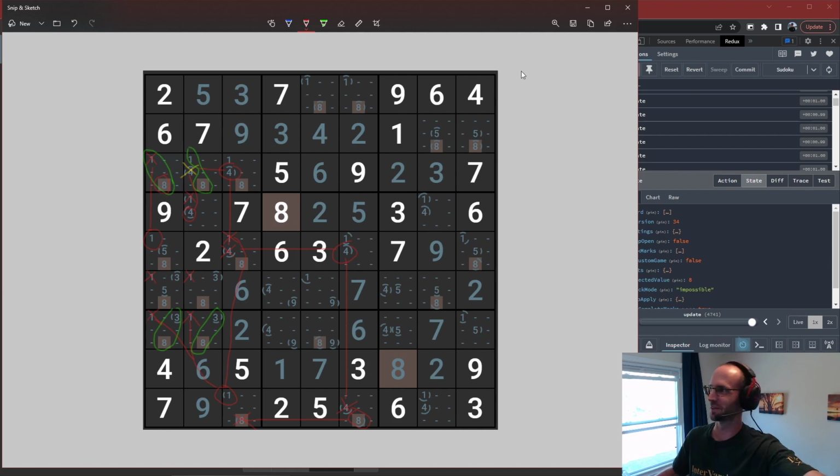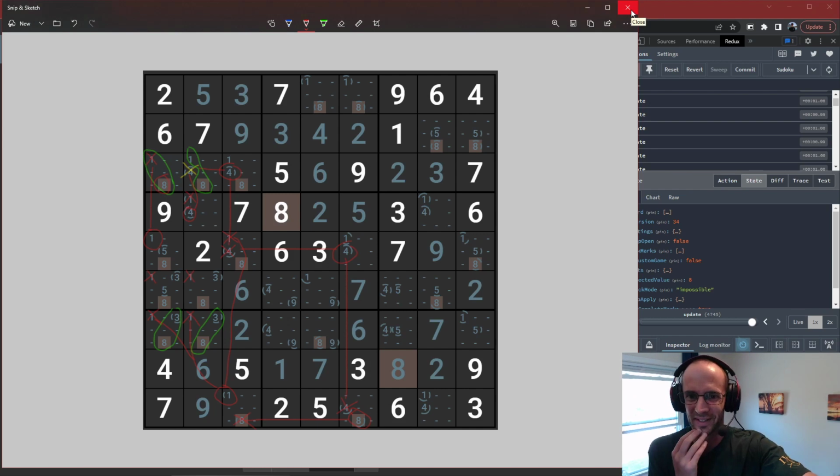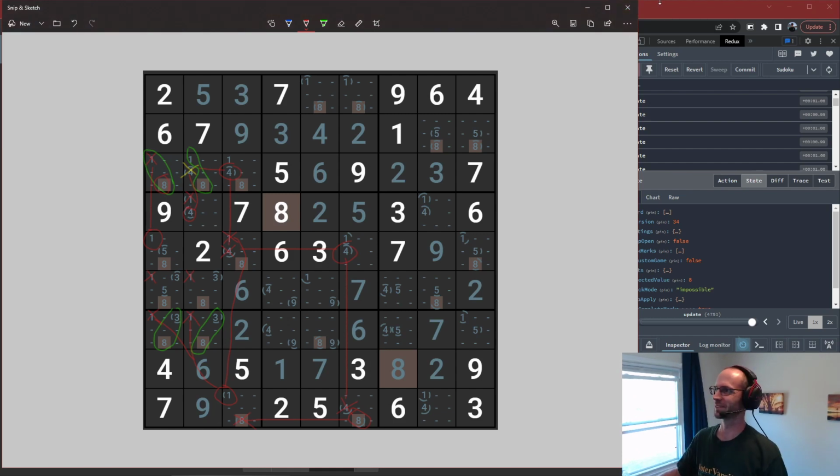All right, hopefully that was interesting somehow. I don't know how long I've been looking at chains and nuts before I could start to spot things like that, but that's one of the crazier ones.